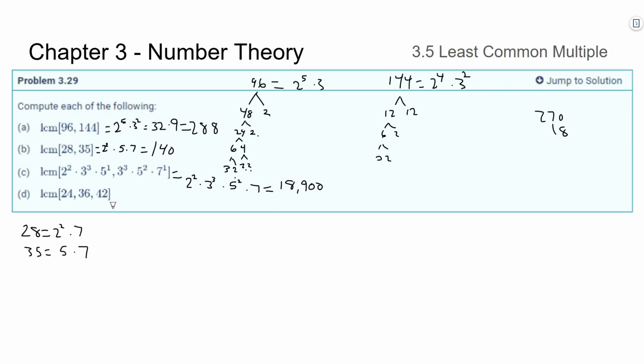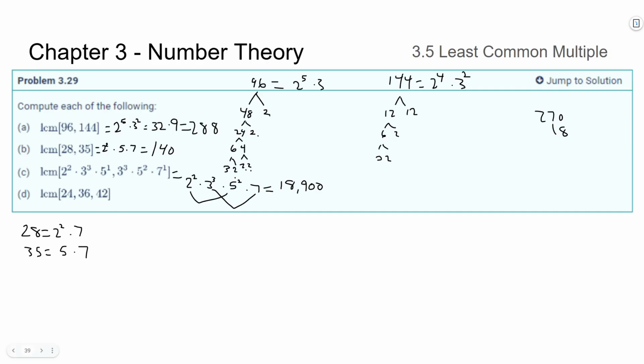Okay. And we could actually do that a little bit, not super easy, but in our head we could do 4 times 25 right here. 4 times 25 would be 100. 27 times 7 right here would be 189. Not super easy to do in your head, but we'd have 100 times 189, and that's how we get 18,900. All right, so then the least common multiple of 24, 36, and 42.